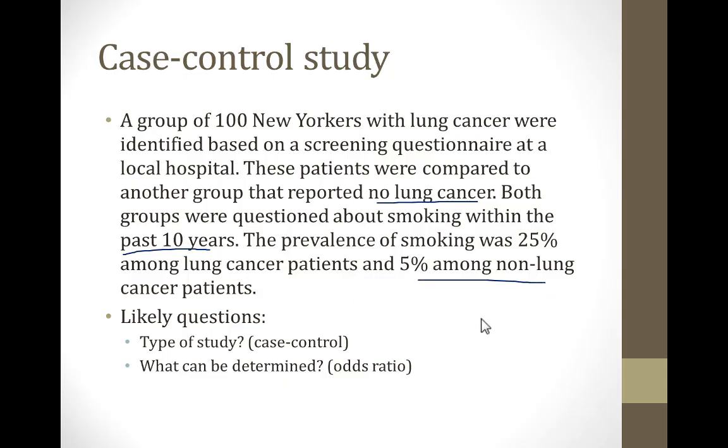So likely questions, what type of study is this? Well, it's a case control. And the way you recognize that is by looking at how they found the patients. Patients were found by presence or absence of lung cancer. Lung cancers are cases, absence of lung cancers are controls. So this is a case control study. And what metric can you determine from this? It's an odds ratio because that's what we get from case control studies.